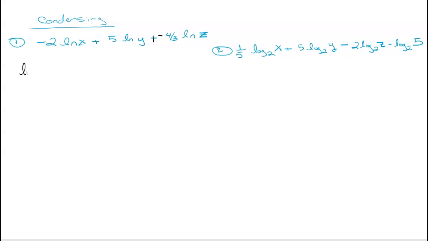So what this will look like is the natural log of x to the power of -2 plus the natural log of y to the power of 5, and then plus the natural log of z to the power of -4/3. The reason I did that is now I've made everything an addition sign, which means all of these are being multiplied. So natural log of x^-2, y to the power of 5, and z to the power of -4/3.